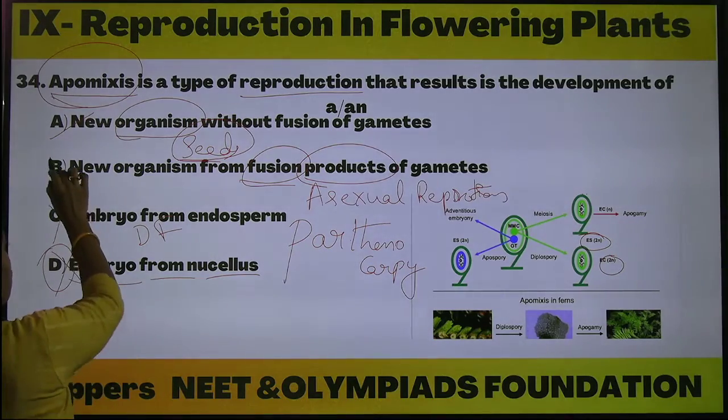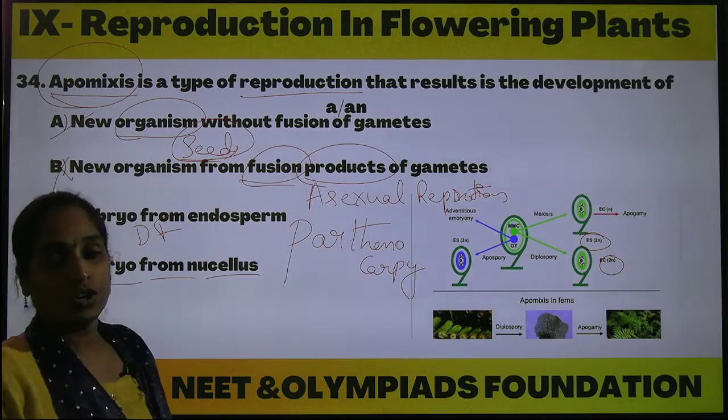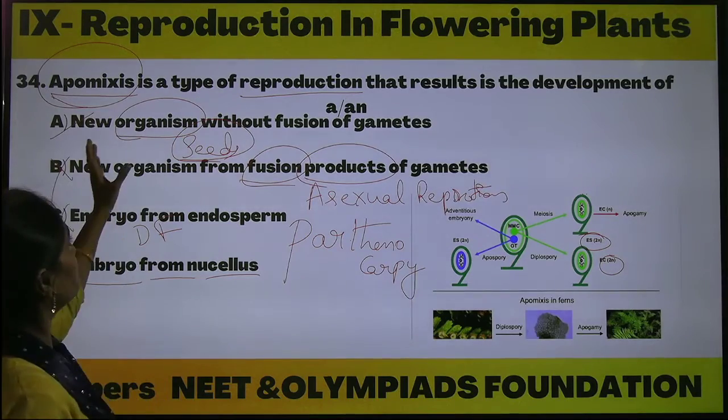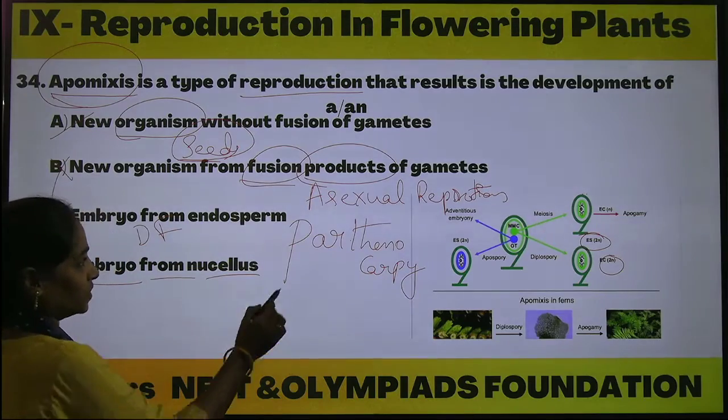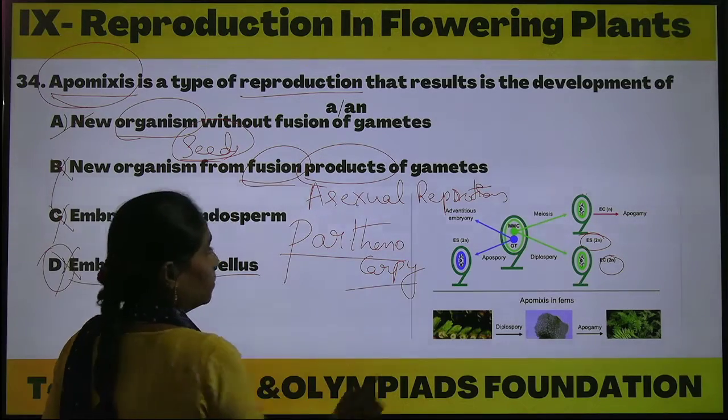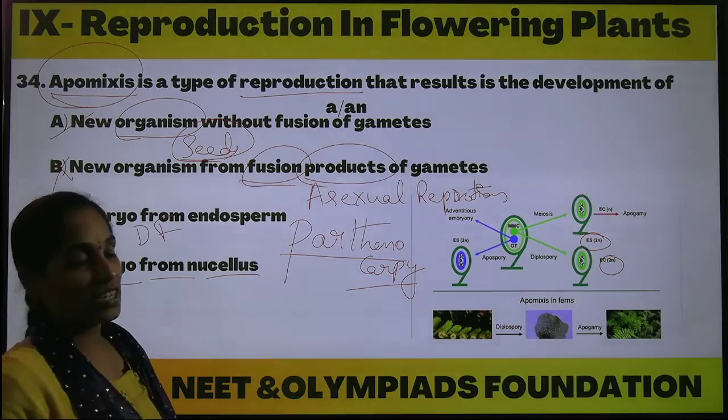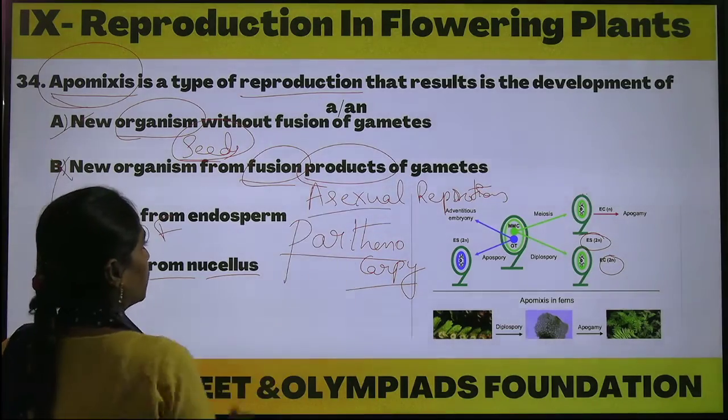Option C is also wrong and option B is also wrong. What is the correct option? New organism without fusion of the gametes, and that apomixis is also considered as parthenocarpy, one of the asexual modes of reproduction, right?